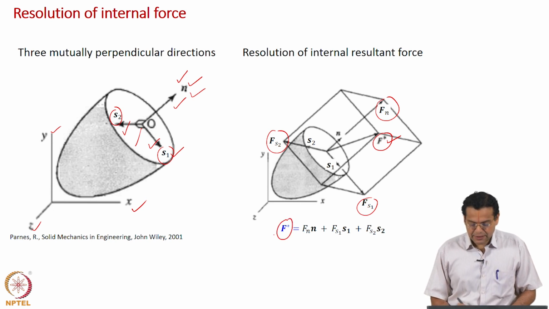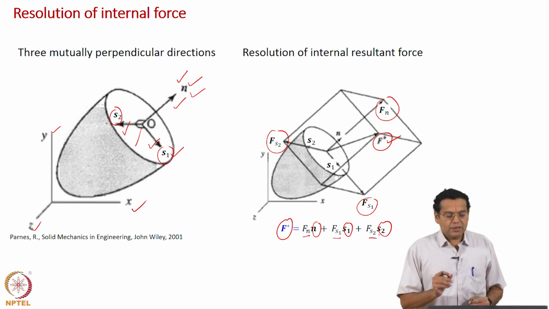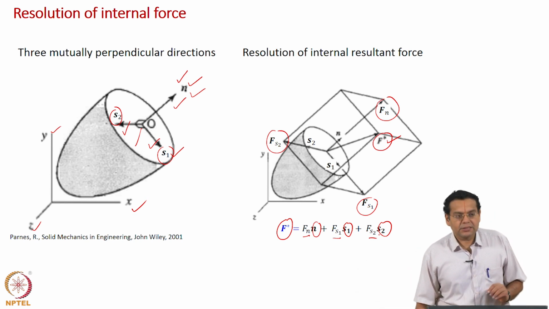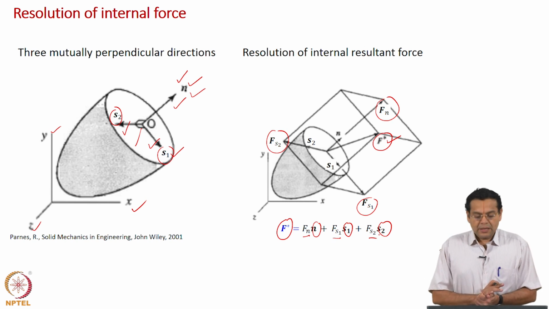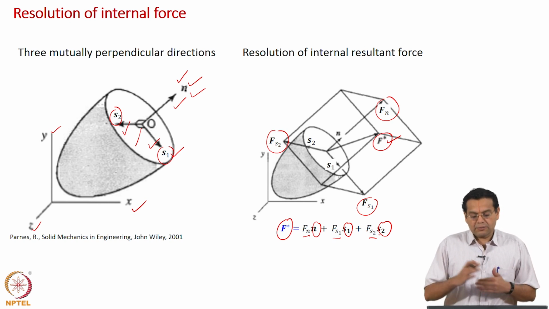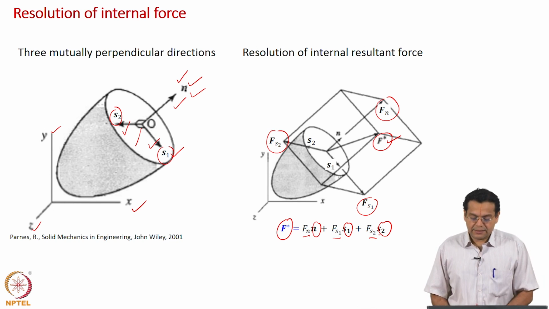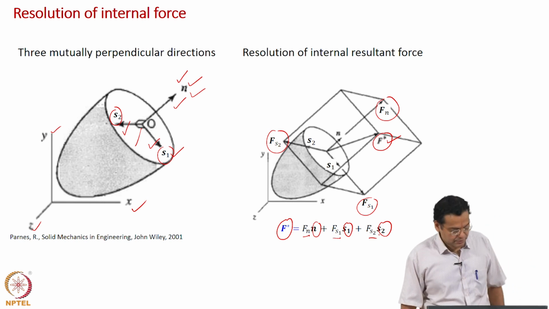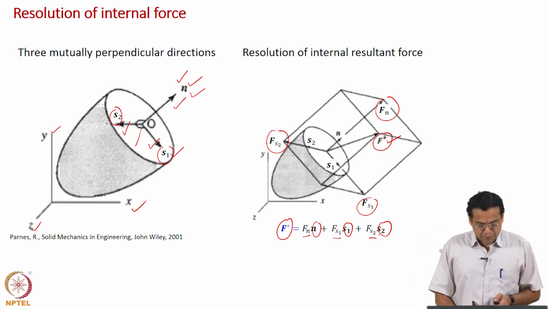The F star vector has been resolved along the n direction, S1 direction, and S2 direction. What are the components? Fn, Fs1, Fs2. Only two things have been done in this slide. First, we introduced a coordinate system associated with the plane: one normal to the plane and two along the surface of the plane, the normal direction and tangential directions. Then the resultant force has been resolved along the normal direction and the two tangential directions. We have given notations for them as well. So, now let us proceed further.